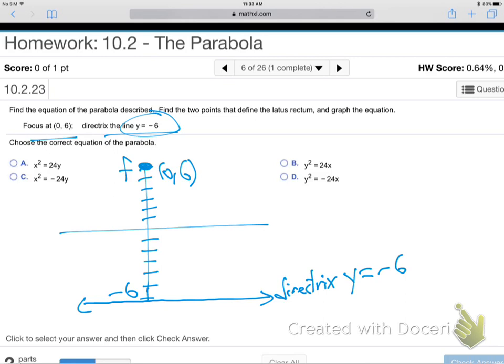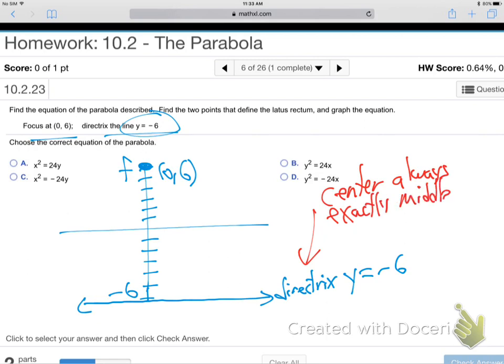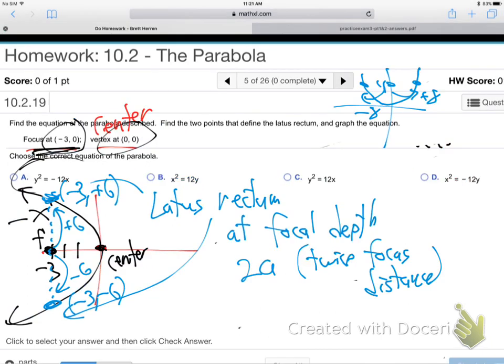Now, what is that thing, the center? It's always exactly in the middle of the focus point and the directrix line. So in other words, let me go back over here and show it on the last graph. The line on this one would have been back here, 3 units back, because this is 3 units that way. Does that make sense? The directrix line is always behind the parabola. So on this graph, it'd be right here.